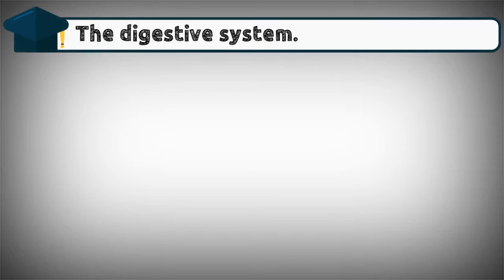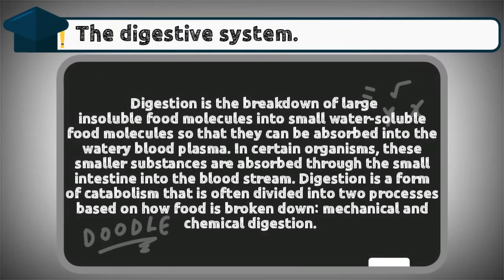The digestive process. Digestion is the breakdown of large insoluble food molecules into small water-soluble food molecules so that they can be absorbed into the watery blood plasma. In certain organisms, these smaller substances are absorbed through the small intestine into the bloodstream.